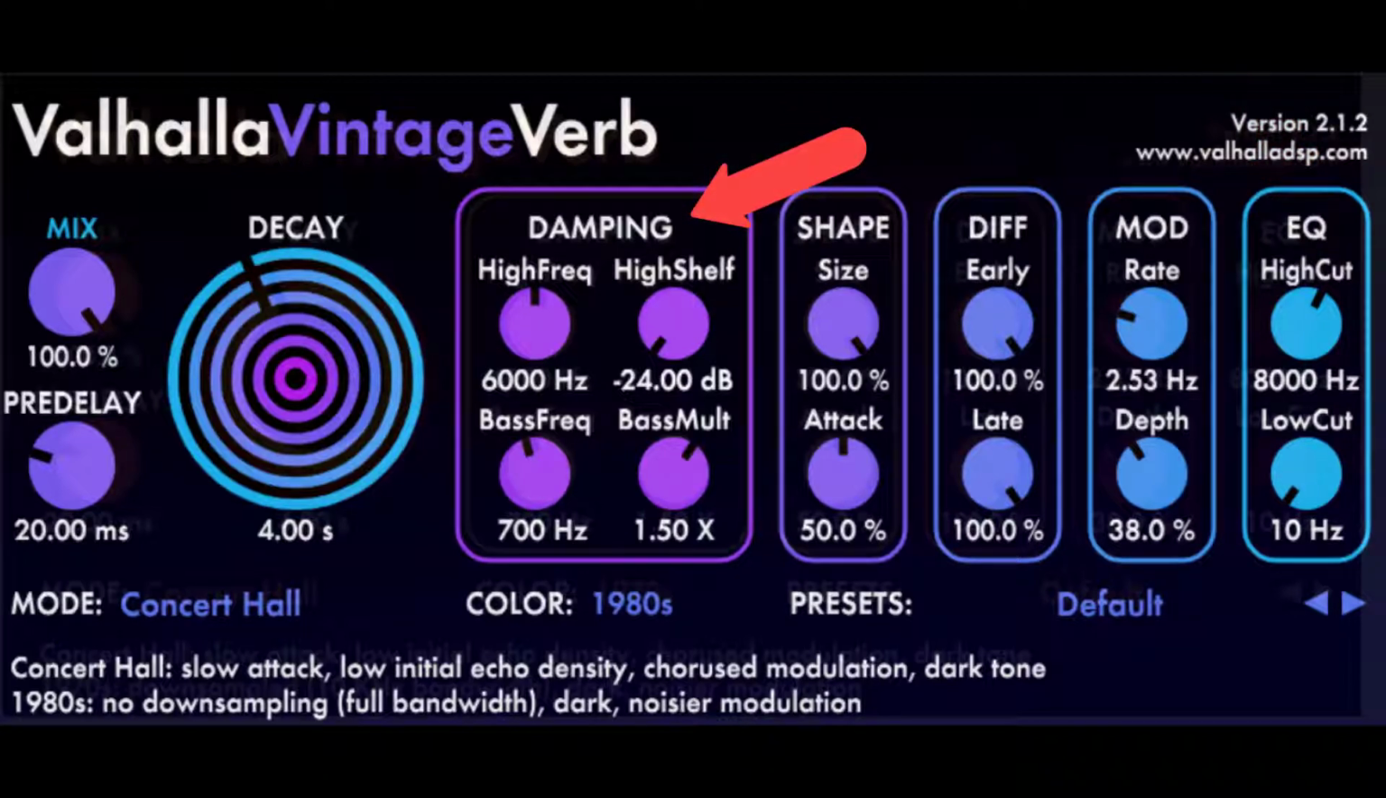Damping. High frequency controls the top frequency of the reverb while high shelf is how much will be rolled off. Bass frequency gives you control over choosing the low frequency. With the bass multiplier you can extend the lower frequencies of the reverb.